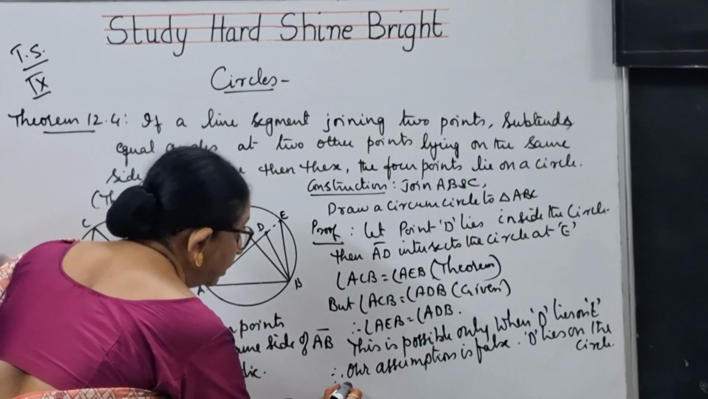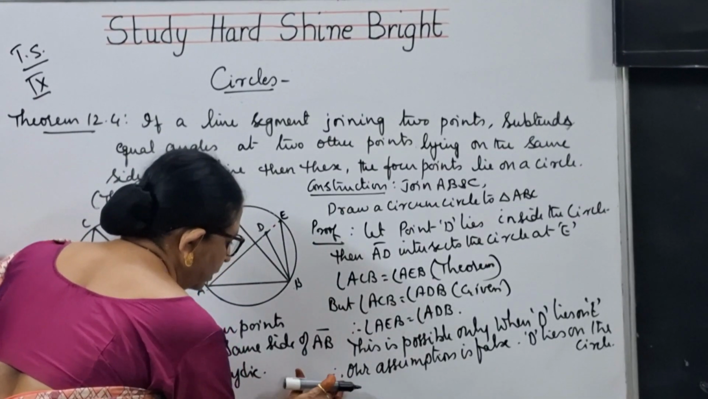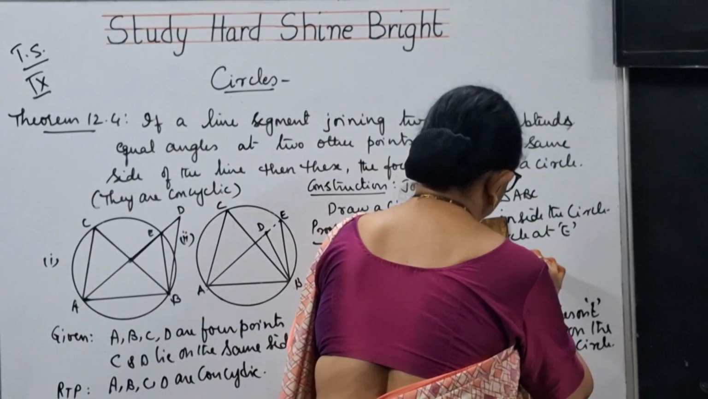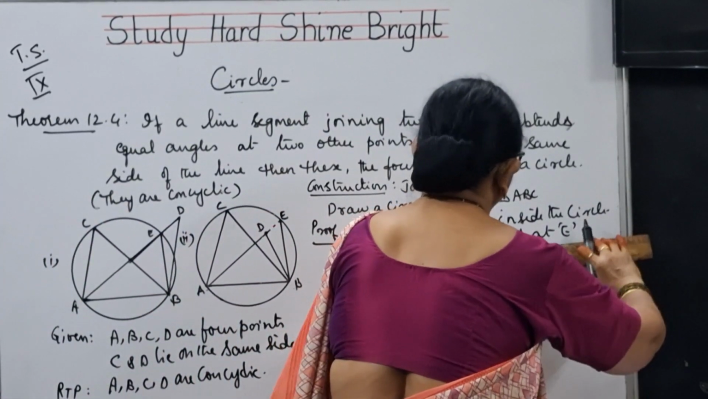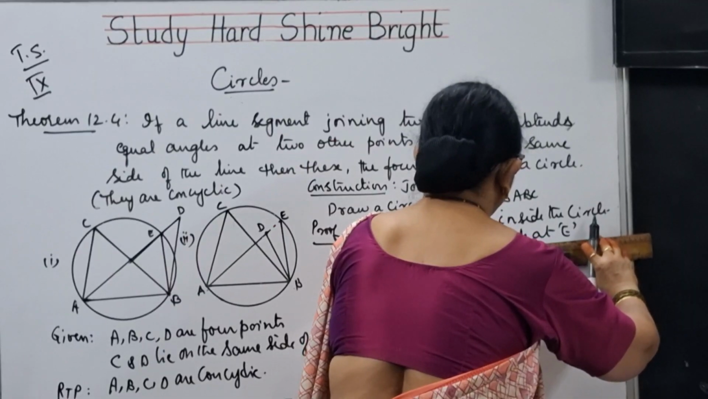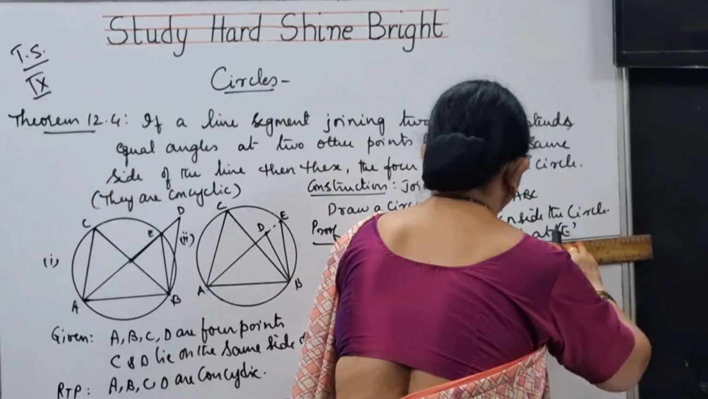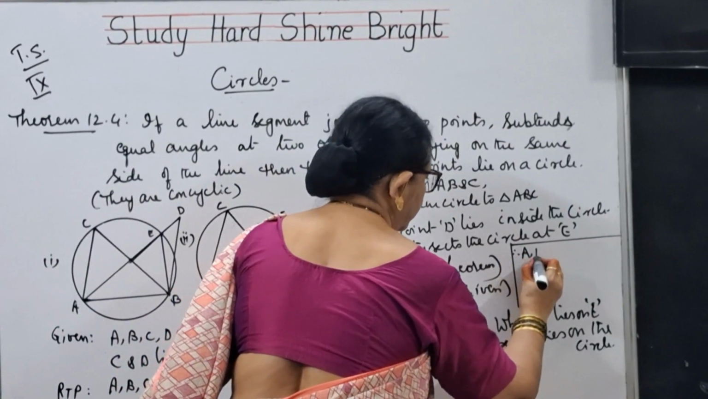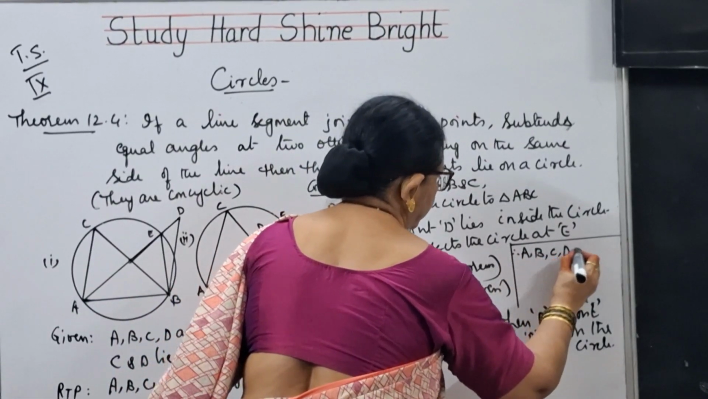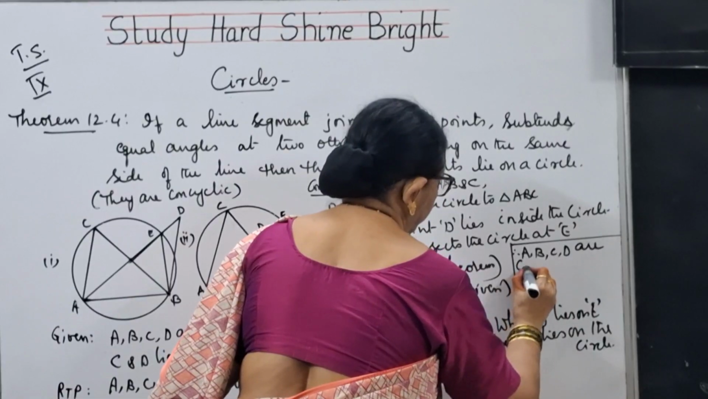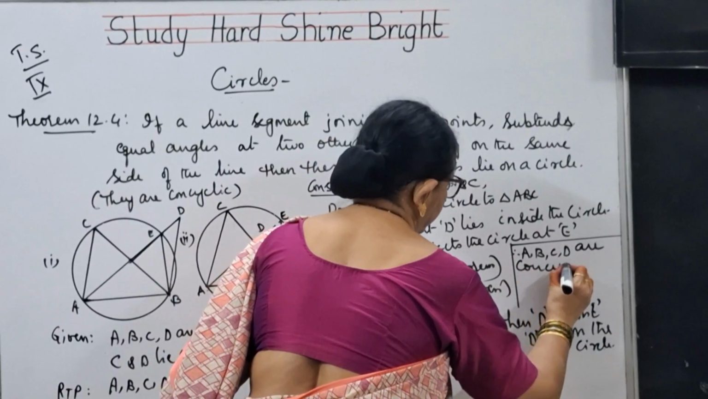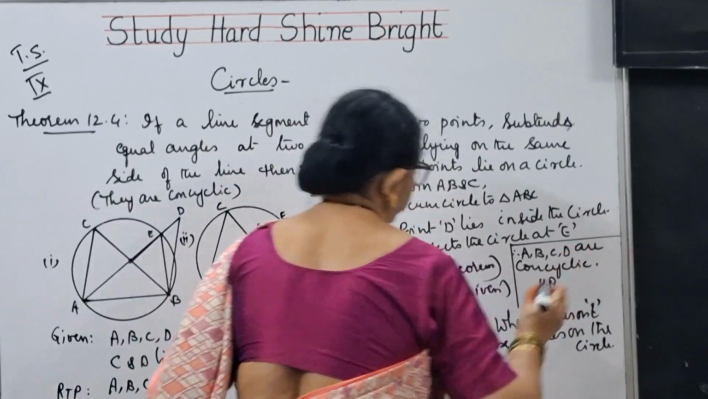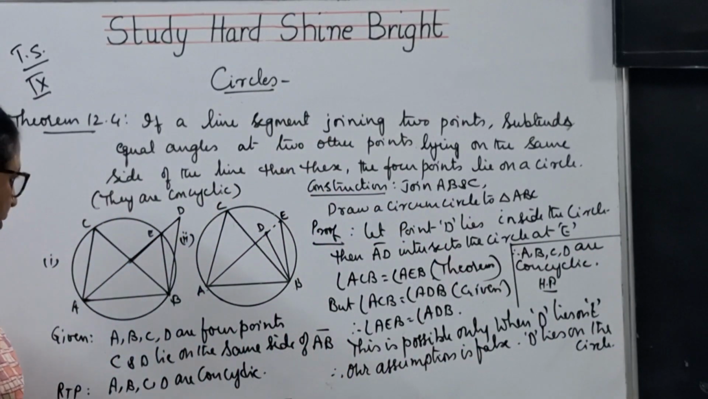Therefore, what you can say? I'll write it here. So the last point I'm writing here, children. Therefore, A, B, C, D are concyclic. Hence, proof. Please note it down.